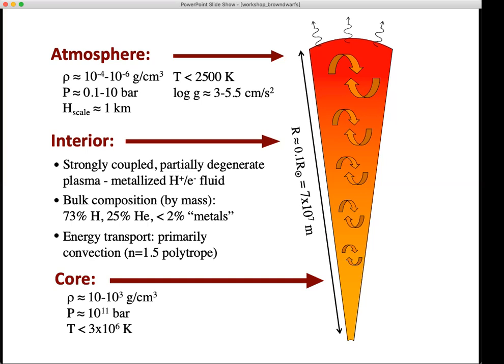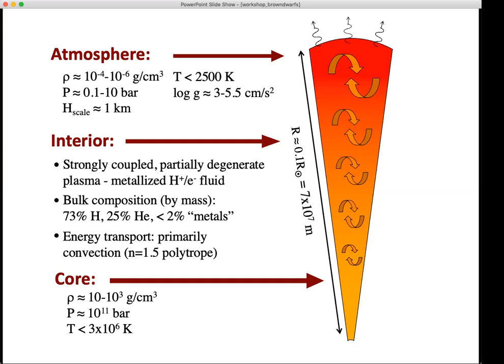And this has a consequence for how these objects can have magnetic fields, because it's really the electrical currents inside planets that generate magnetic fields. So if you have something that conducts electricity as the composition of your interior, you can make a very efficient magnet. And we see some evidence of that today.